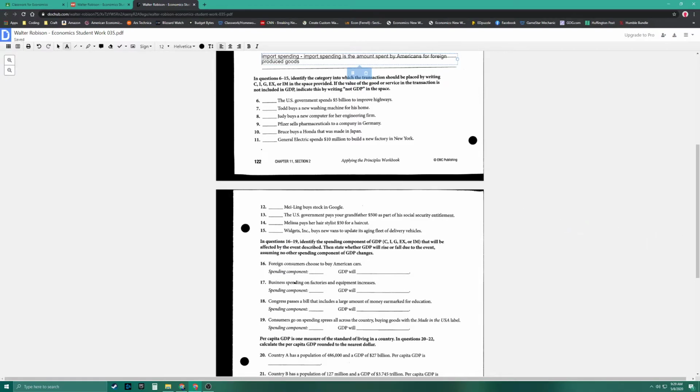Okay? All right. So in question 6 to 15, you're going to identify the category into which the transaction should be placed by writing either a C, an I, a G, an EX, or an IM in the space provided. And if you're confused what those are, they're the things that we just defined. If the value of the good or the service in the transaction is not included in gross domestic product, indicate this by writing not GDP in the space.